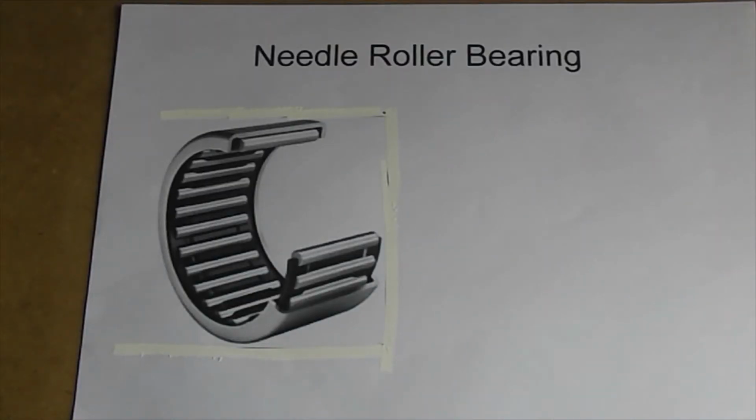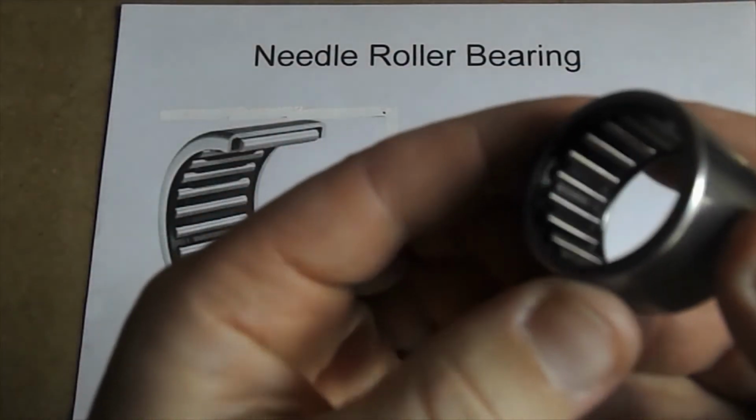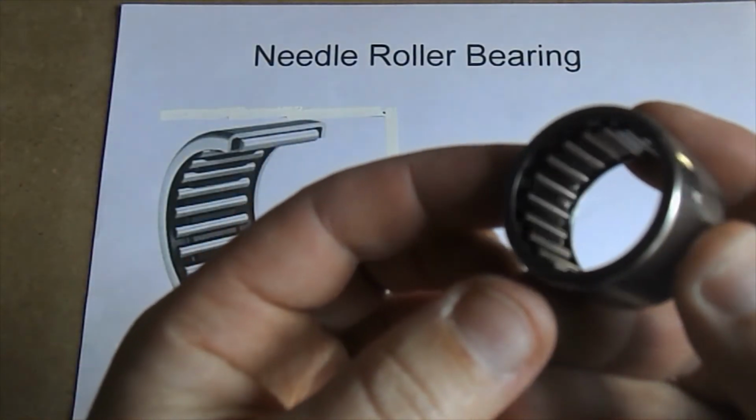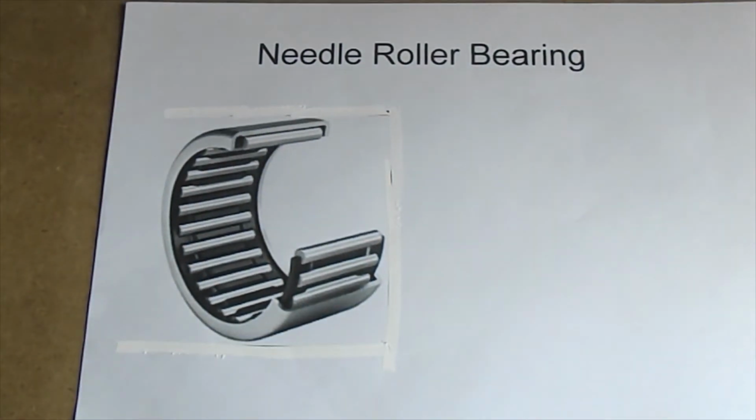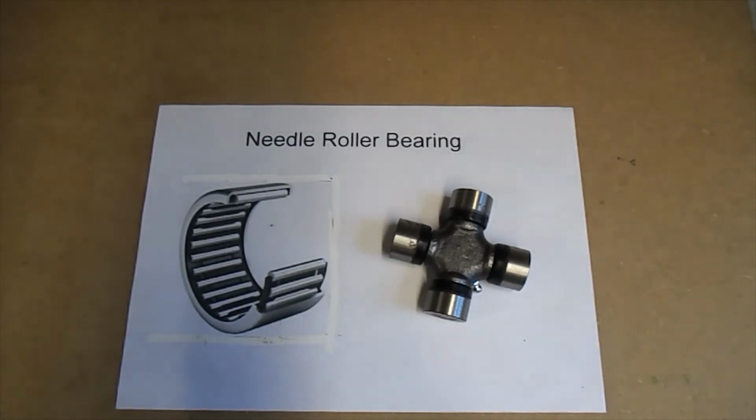Needle roller bearings are very compact bearings capable of handling high radial loads, high speeds, not good for axial loads, very useful where a small space envelope is available, for example a universal joint, widely used in gearboxes, drive shafts. See one now. Here we have an example of a needle roller bearing.